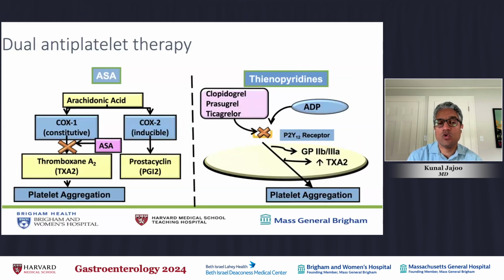When we think about how these work together, many of our patients are on dual antiplatelet therapy, where aspirin on the left is inhibiting the effect of COX-1 and inhibiting the upregulation of thromboxane A2, thereby inhibiting platelet aggregation. Whereas the thienopyridines, clopidogrel, prasugrel, ticagrelor, are inhibiting the binding of ADP to the P2Y12 receptor, thereby inhibiting the efficacy of the GP2B3A receptor and reducing platelet aggregation. So 2 separate effects.